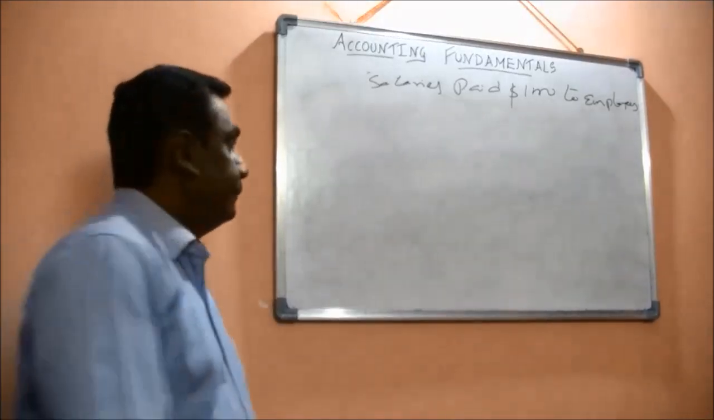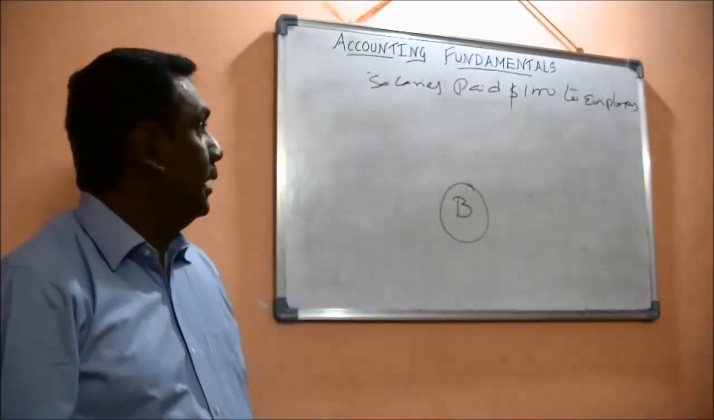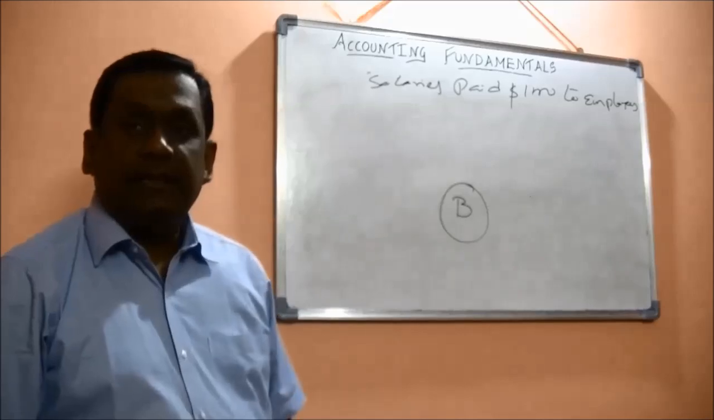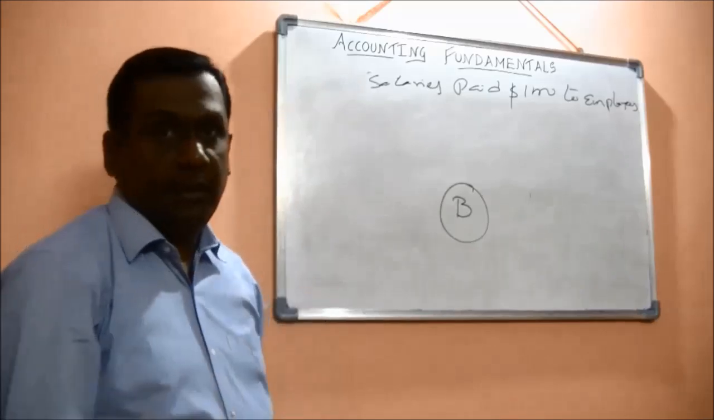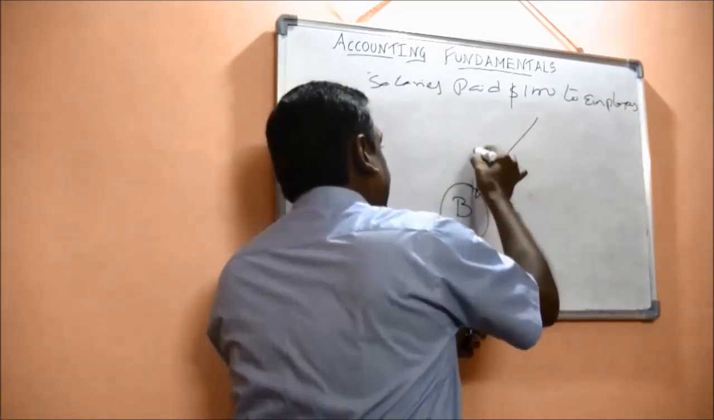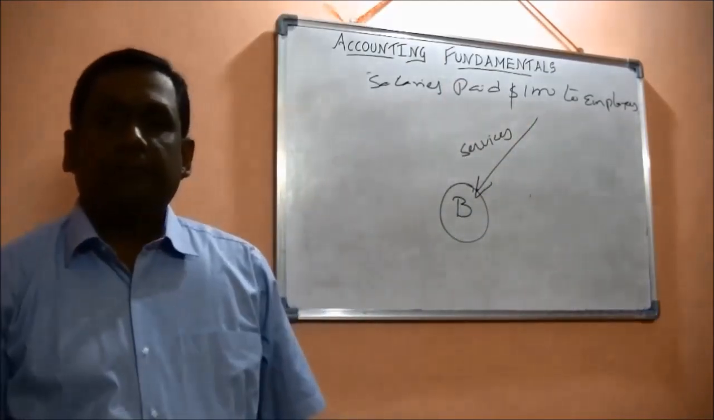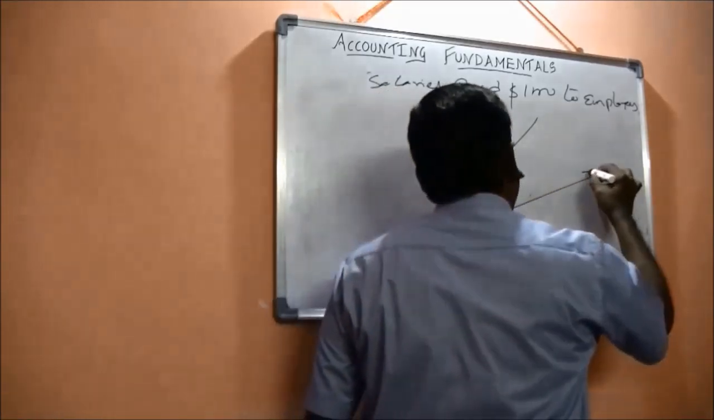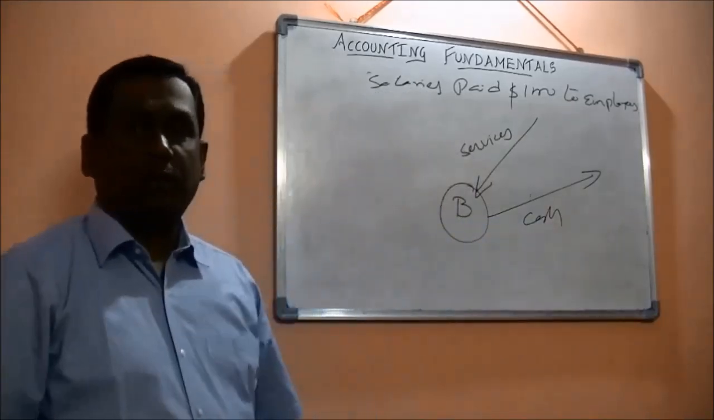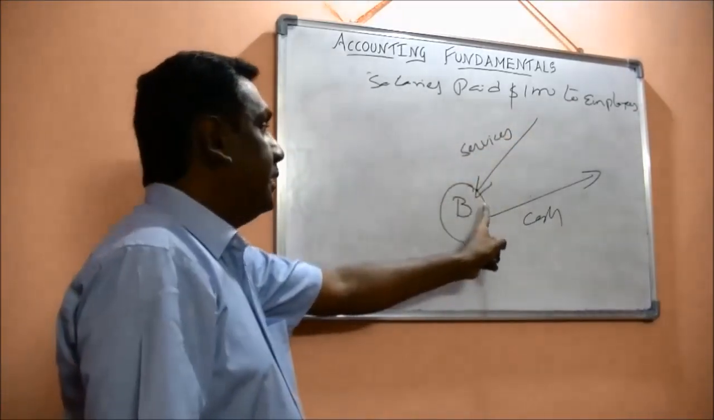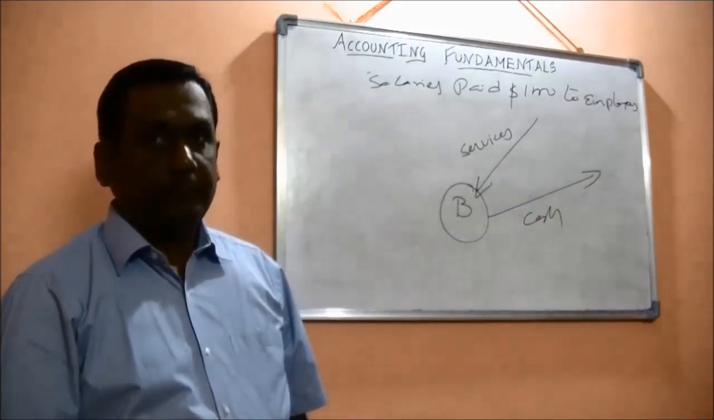What entry do we write? Let us take the same example. Why are we paying salaries to employees? Because they are the people providing services. So, you are receiving services, and you are making payment to employees. That means cash is going out. You are receiving services and you are making a cash payment. Clear?